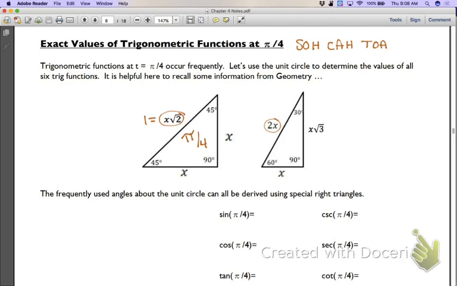So whenever we deal with exact values of trig functions, pi over 4 is going to deal with the 45-45-90. The 30-60-90 is going to be your pi over 3 or pi over 6, depending on which one, the way that triangle is facing, depending on how you have to draw it, basically.